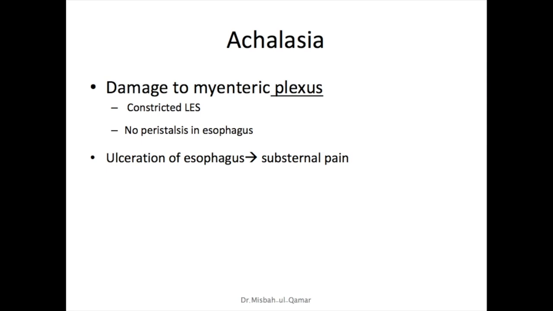Here is the condition which is a sure short university question. It is an esophageal motility disorder in which the lower esophageal sphincter becomes hypertonic. Now, this condition is characterized by failure of the lower esophageal sphincter to relax during swallowing, or the absence of peristalsis in the lower two-thirds of the esophagus, or both factors. Damage to the myenteric plexus in the lower two-thirds of the esophagus is the likely cause.